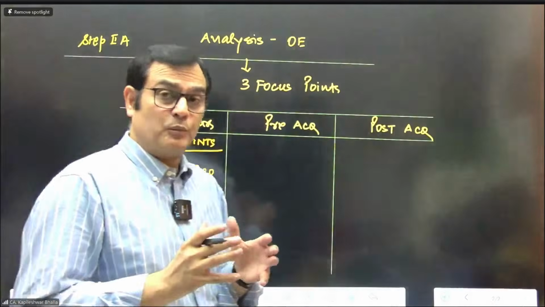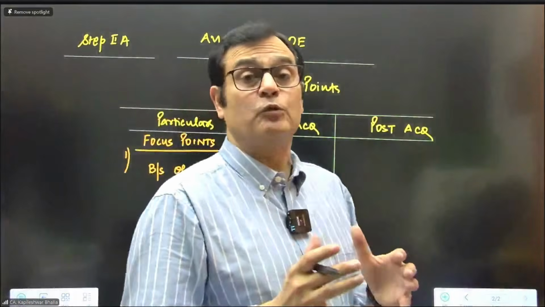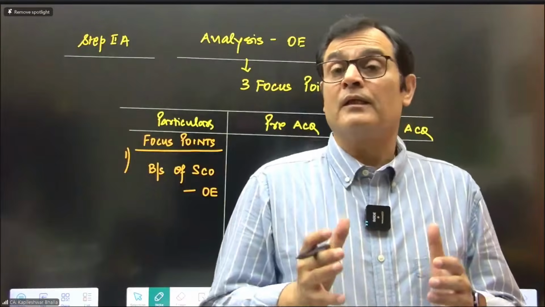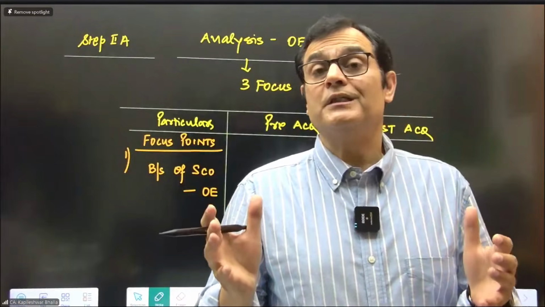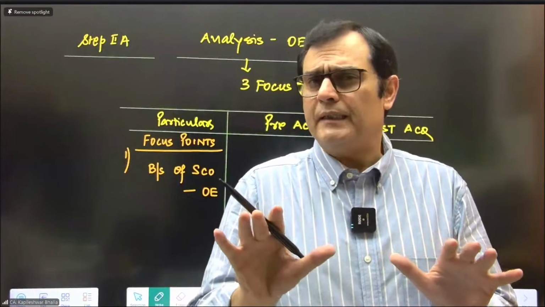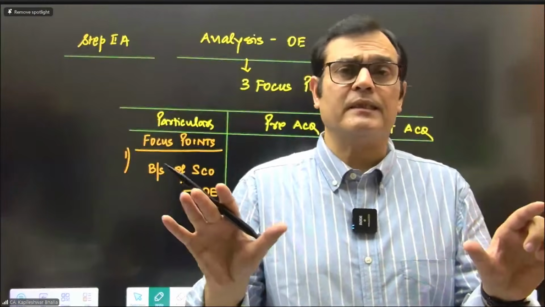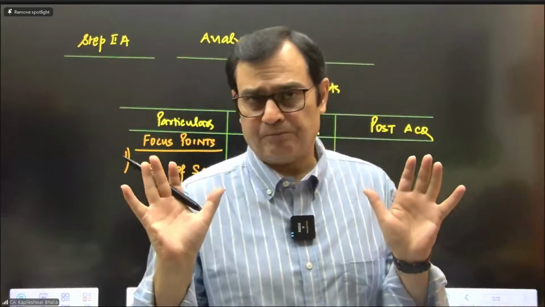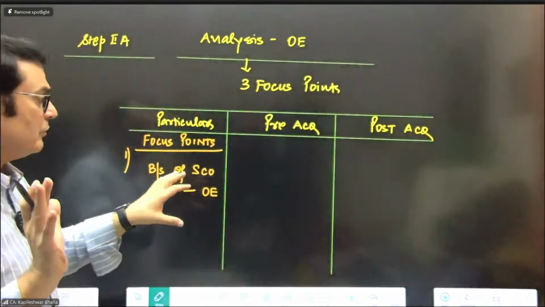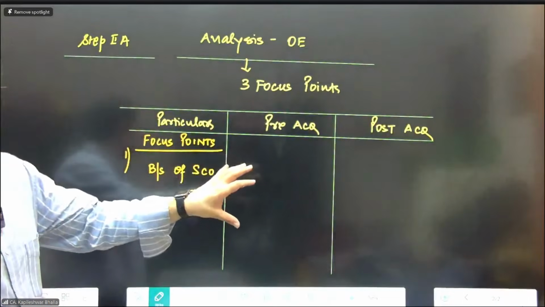So whatever are the various elements of other equity, it could be retained earnings, it could be other components of equity. Like for example, there could be a share premium or there could be a capital reserve. So all the elements of other equity are to be segregated in terms of pre and post. You need to just divide the other equity of the subsidiary in terms of pre and post.